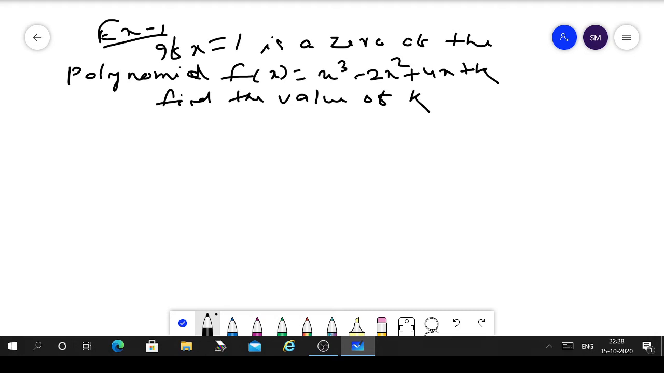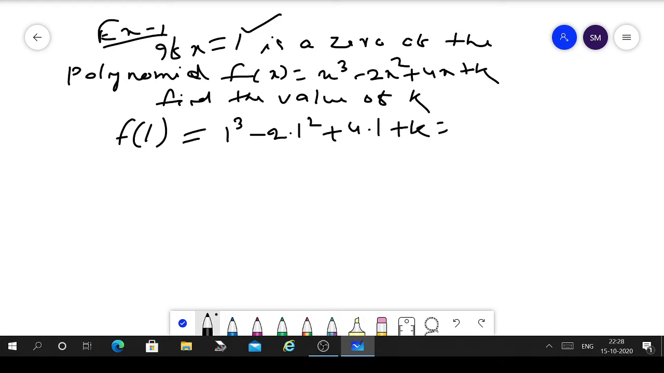x equal to 1 is a zero of the polynomial. What do you mean by zero of a polynomial? x equal to 1 is a zero of a polynomial means f of 1 is equal to 0. Put the value of x as 1, then this is 1 cube minus 2 into 1 square plus 4 into 1 plus k equal to 0.